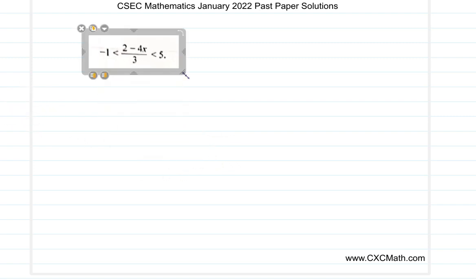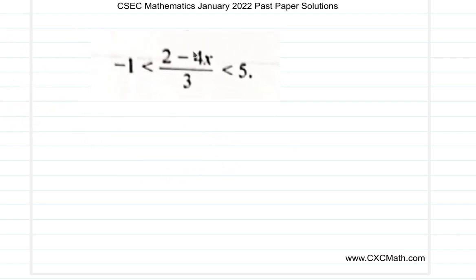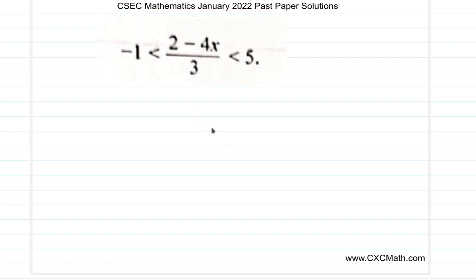Now the thing is, we have negative 1 less than 2 minus 4x over 3, which is less than 5. And they say calculate all integer values. Integer means 1, 2, 3, 4, 5, and so on. It could be negative as well. Whole numbers plus 0 and negative numbers. No fraction, no point. Alright?